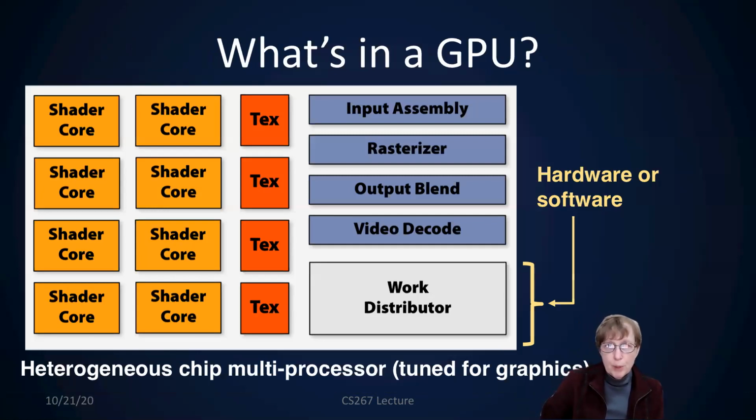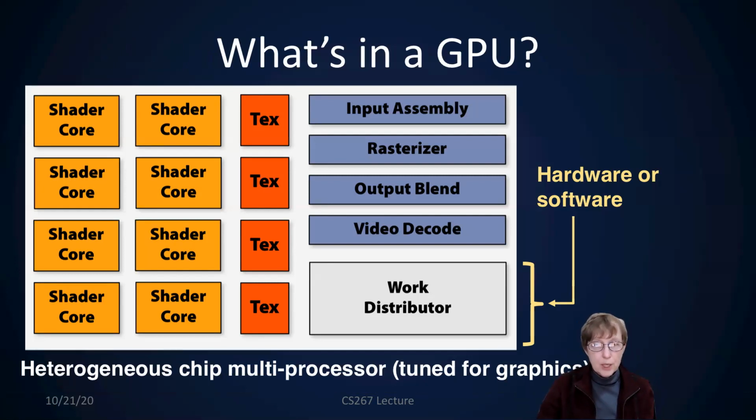So what's inside of a GPU? We're not going to look at this in a lot of detail, but there are these different kinds of cores. There's some very specific things for texture mapping. It is basically a heterogeneous specialized processor that has these different kinds of building blocks in it. It also has something called a work distributor that sends computations to these different parts of the chip, and that can use a combination of hardware and software.